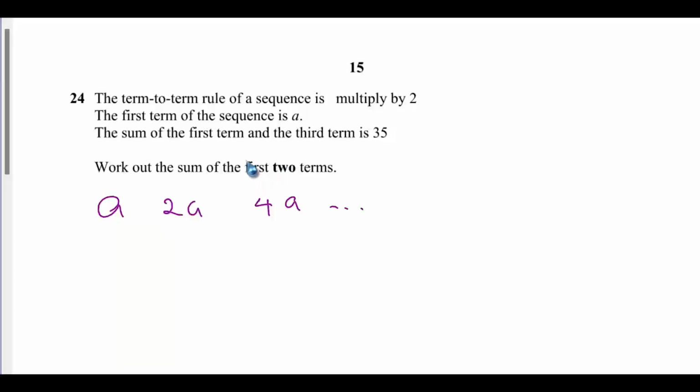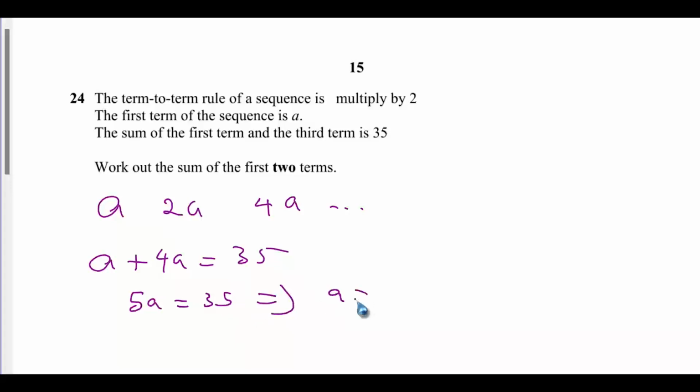So the sum of the first term and the third term is 35. That is, the first term is A, add the third term is 4A, and the sum equals to 35. That means we have 5A to be equals to 35. So this implies that A is equals to 35 over 5. A is equals to 7. Okay, A is equals to 7.